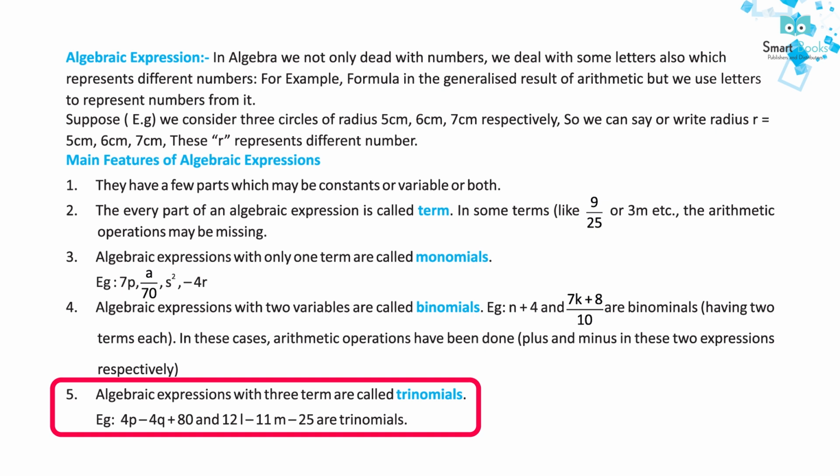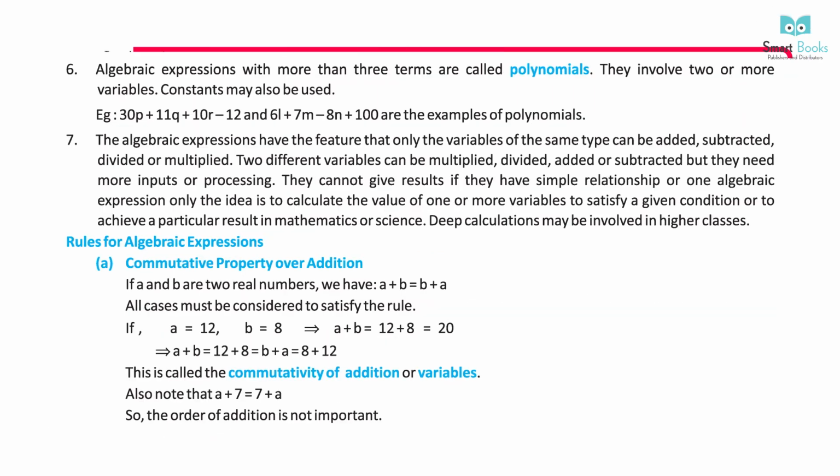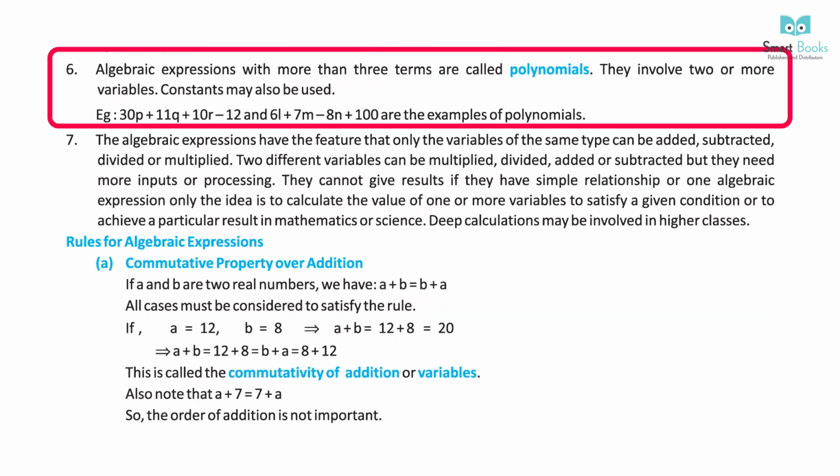Fifth, algebraic expressions with three terms are called trinomials. Example: 4p minus 4q plus 80 and 12l minus 11m minus 25 are trinomials. Sixth, algebraic expressions with more than three terms are called polynomials.